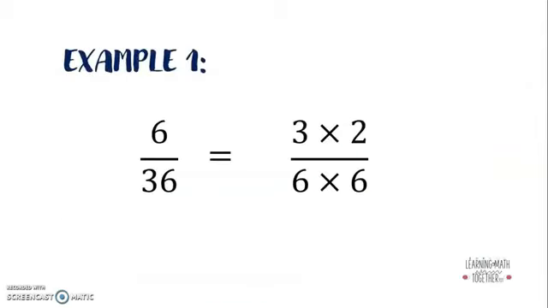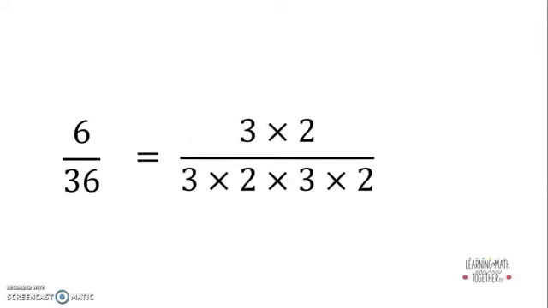Now we go back to example number 1. Since 6 could still be factored out, we write the factors of 6, which is 3 and 2. Let us now simplify 6/36 by eliminating the common factors. But before you do that, take note that you can only cross out one pair of numbers. So in this case, we can only eliminate 3 and then 2.